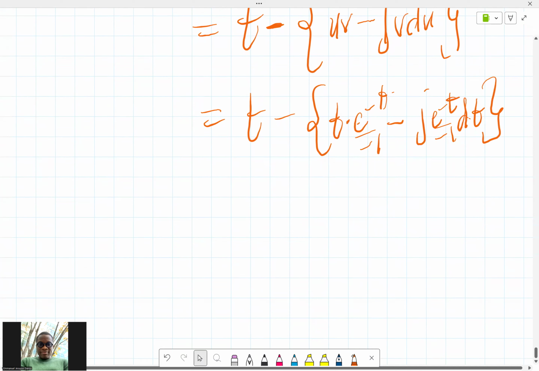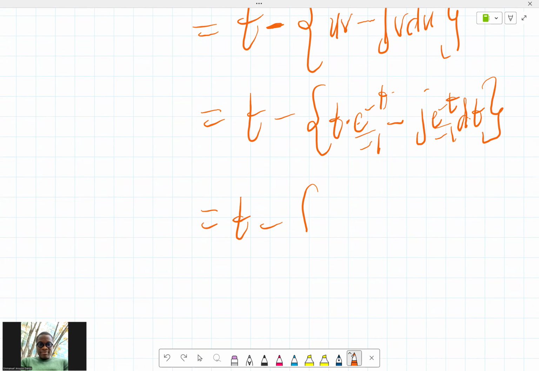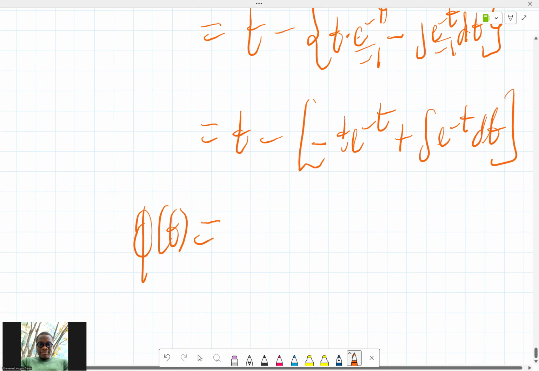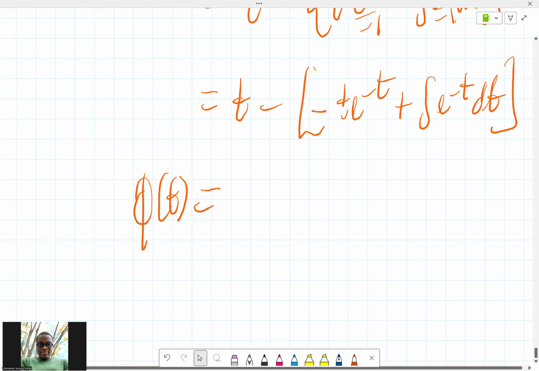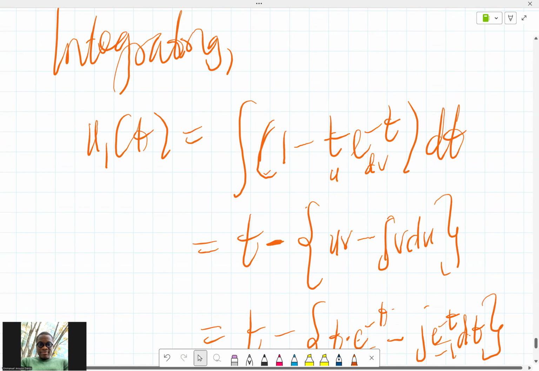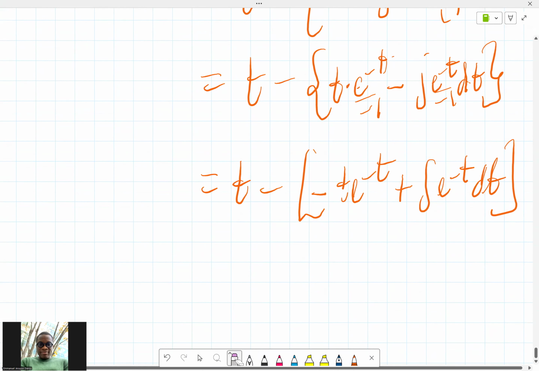So I think we can tidy this up. So this is t minus t, minus, you can do this now. This is minus t e raised power minus t. Then this minus and minus can also go. We have plus integral of e raised power minus t dt. Okay. We're still talking about, it's now u of t. Yeah, it's u1 of t we're still talking about.